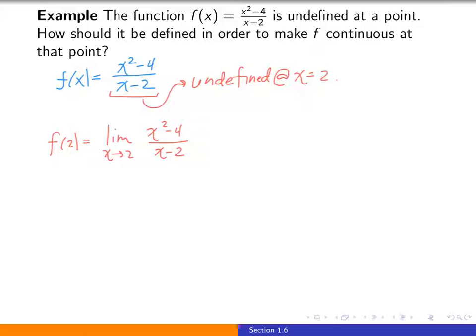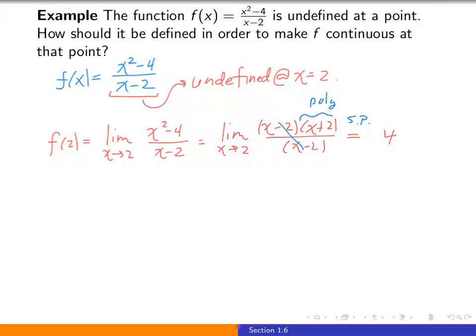And the algebraic simplification that is present here is that the numerator is a difference of squares. So it factors conveniently as x minus 2 times x plus 2. So the x minus 2's, which are present in the top and the bottom, cancel. What we are left with is the limit of a polynomial. So by the substitution property, we can simply plug in x equals 2, and the value of our limit will be 4.